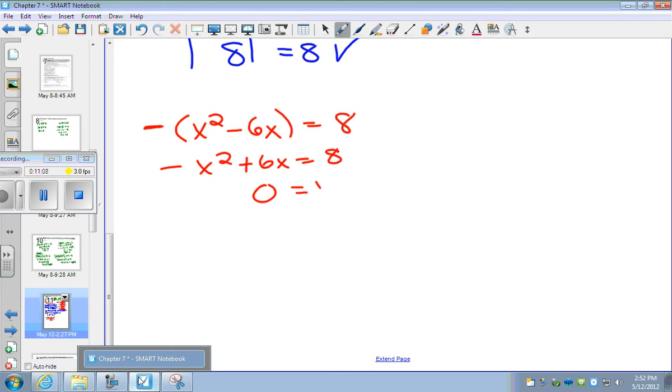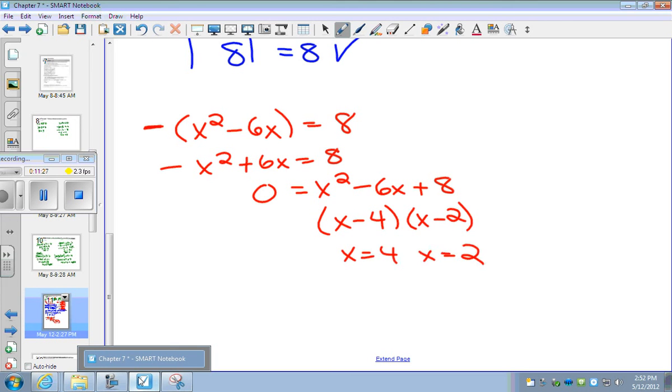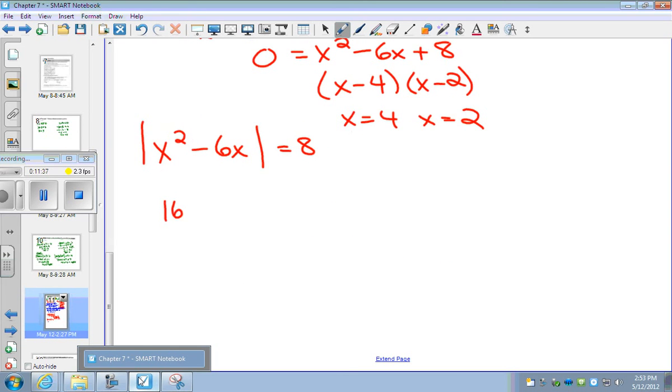Solving for 0, I'm going to bring everything to this side. So I have a positive x squared term minus 6x plus 8. Two numbers that multiply to be positive 8 and add to be negative 6. So in this case, x equals 4 and x equals 2. Subbing back into the original equation, remember which was x squared minus 6x, absolute value equals 8. Putting 4 in, we get 16 minus 24 equals 8. So we have the absolute value of negative 8 equals 8. Yep, so that one's right.